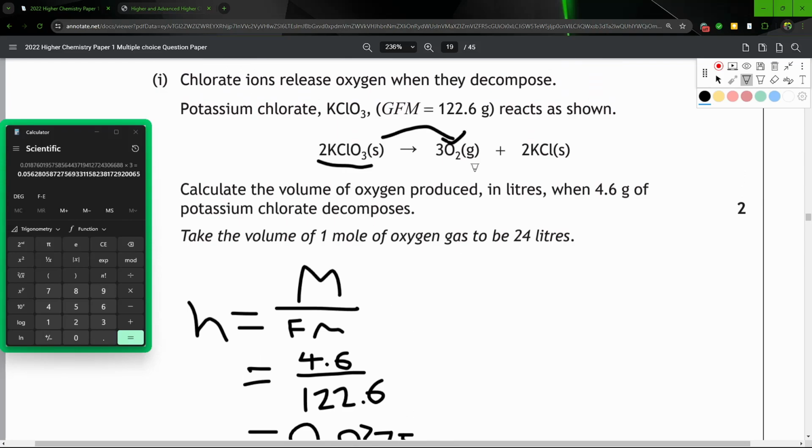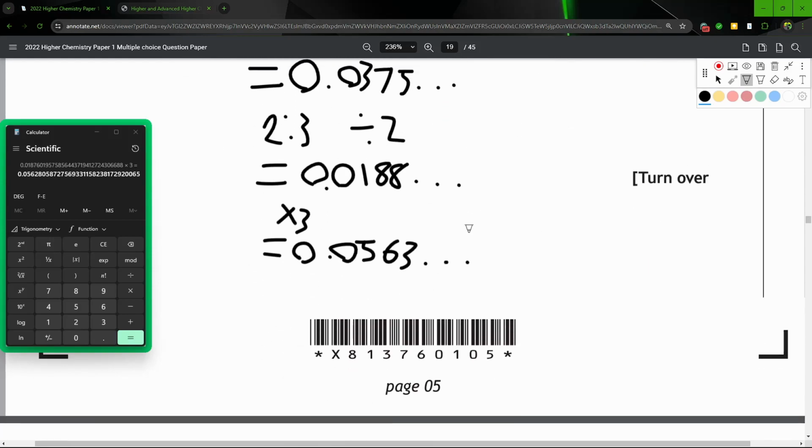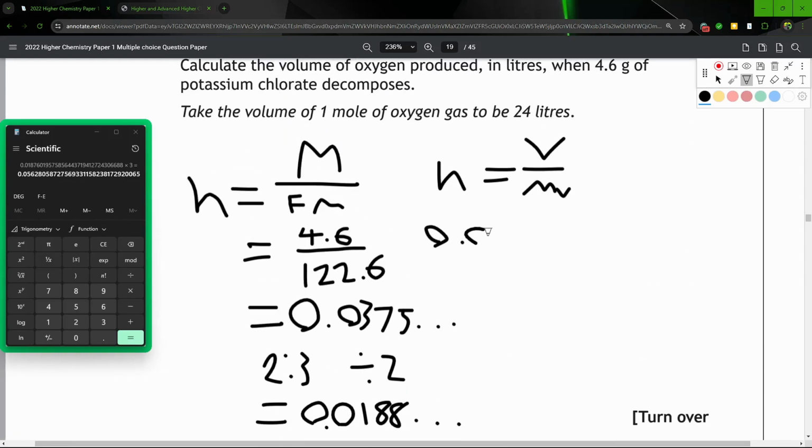Since we know the amount of moles, and it says the volume of 1 mole of oxygen is 24 litres, we can pull up our molar volume formula, which I believe is V over Vm. We know how many moles there are, 0.0563-ish. We don't know the volume, but we do know the molar volume is 24 litres. So we're going to times 24 by that and see what we get.